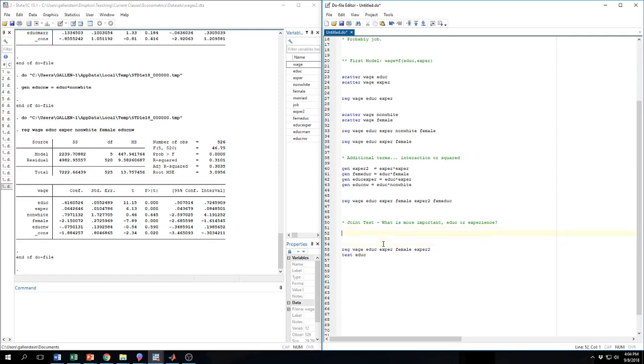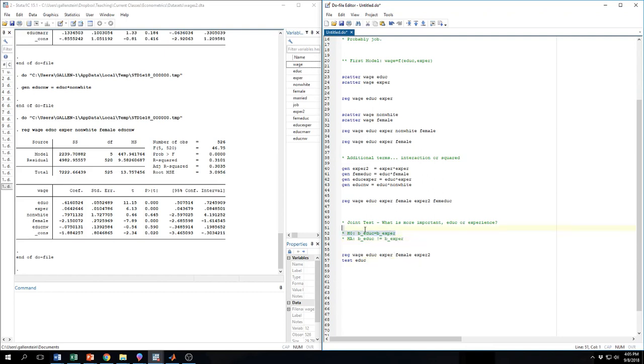Actually, let's state our null. Our null hypothesis is that the coefficient on education equals the coefficient on experience. That's our null hypothesis. Our alternative hypothesis is that the coefficient on education does not equal the coefficient on experience. All right? So let's test that.